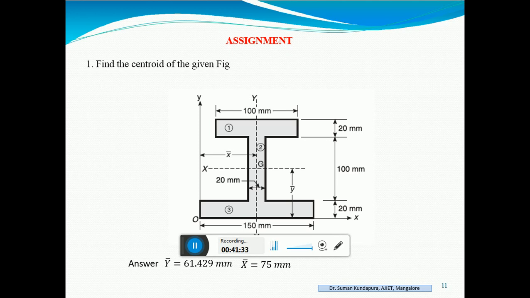So we'll solve some more problems. There are some other type of problems where you have to cut out the portions. So we will solve in the next, I will solve in the next videos.